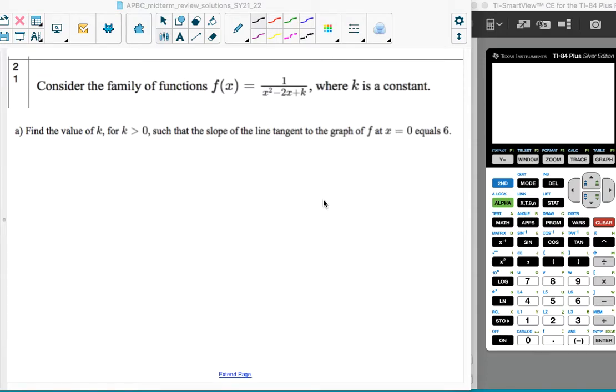All right, this is the APBC calculus. We're doing midterm review. This is free response 21A, which is a non-calculator free response. So we're considering the family of functions f of x equals 1 divided by the quantity x squared minus 2x plus k, where k is some constant.